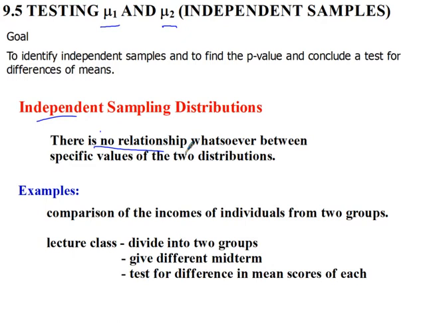For example, here's my comparison of incomes of individuals in two groups. How you split them up is all totally up to you. A lecture class may be divided into two groups. Maybe in one class I give them a different midterm, and test the difference between the two scores. So these are independent studies. I'm not doing a before and after. I repeat, not doing before and after, so they're not dependent. I'm going with two separate sample spaces, so they are independent.